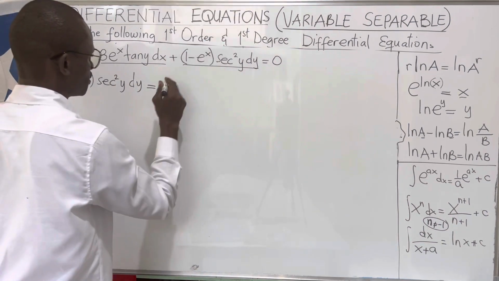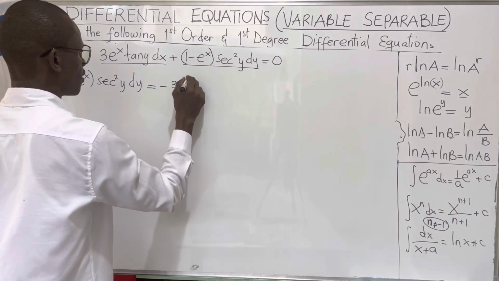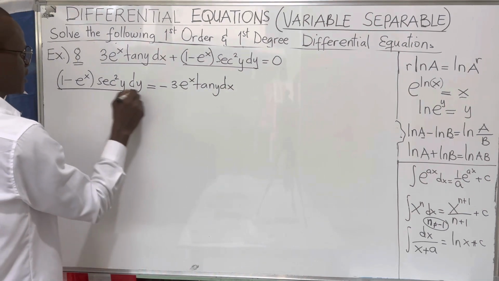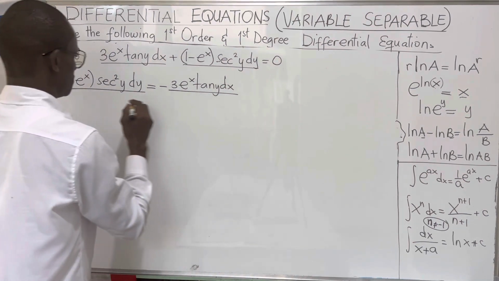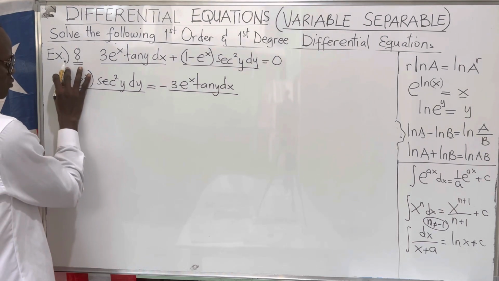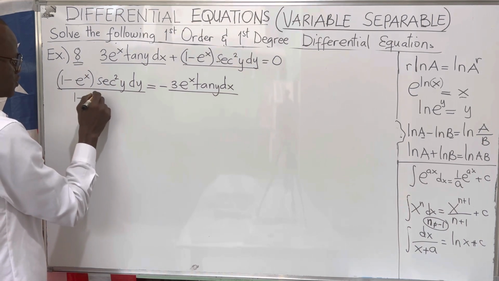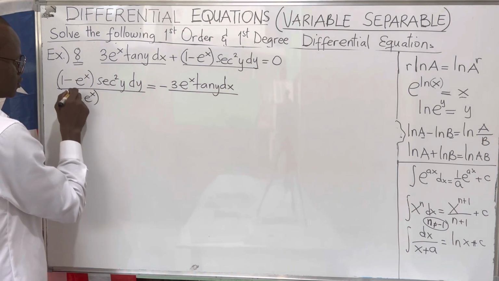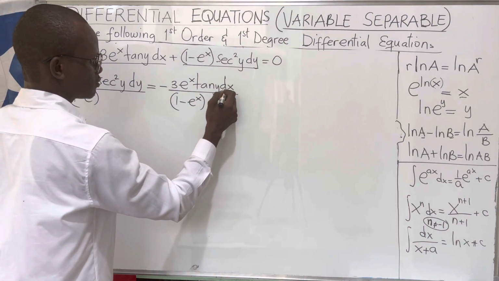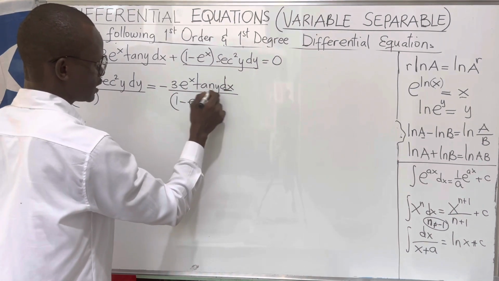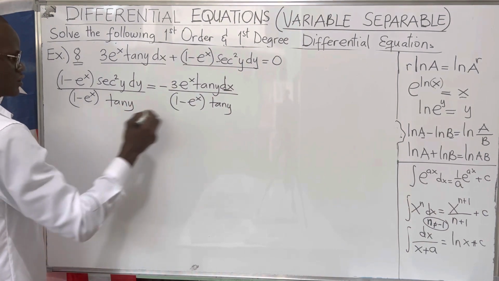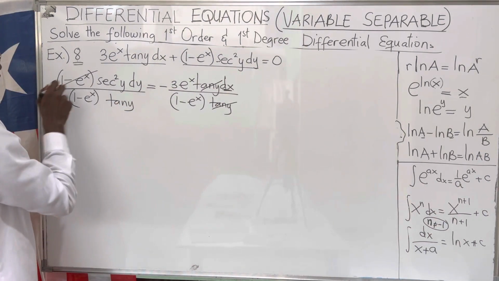Equals, now I send this term across, it becomes negative 3 e raised to the power x tangent of y dx. So now I can divide both sides by, for this side I need to get rid of all expressions with x. So 1 minus e raised to the power x is an expression in x. So I divide it on both sides. 1 minus e raised to the power x. On this side, only x expressions must be on this side. So tangent of y must leave. So tangent of y left that portion.